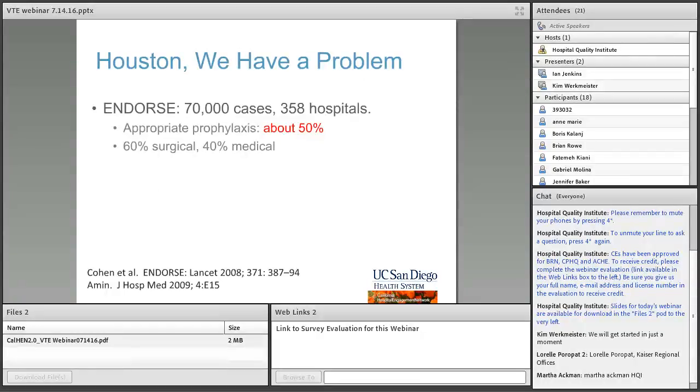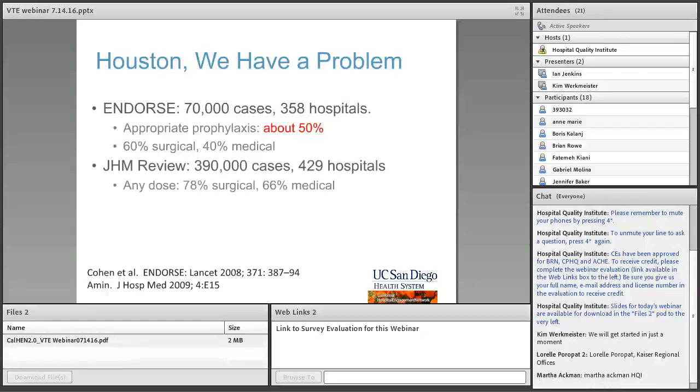So first thing to say is that we do have a problem with significant under prophylaxis. And I'll give you a couple examples here. The large ENDORSE study looked at 70,000 cases in almost 360 hospitals and found that only about half of patients were on appropriate prophylaxis, with a slightly higher rate among surgical patients than medical patients.